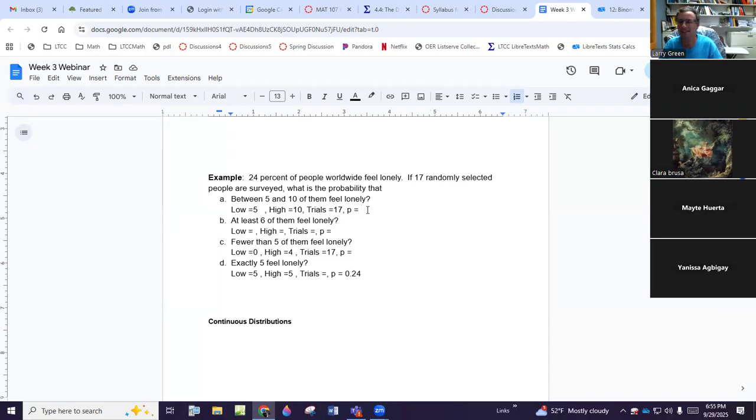So what is it? It's 0.24. Don't forget to turn the percent into a decimal. That's necessary. Any questions on that? Okay. And we could put it in if you want.